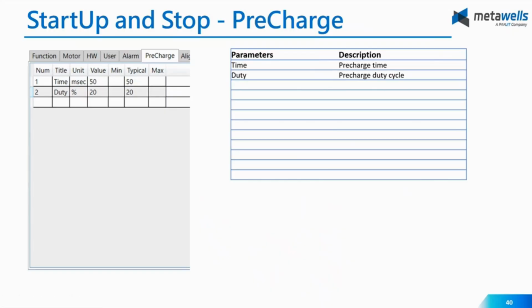We covered the parameters for both startup methods, so let's see where to input them in the GUI. First, the pre-charge state. You can see two parameters in this window: pre-charge time and the pre-charge duty cycle. In this GUI, we also provide some typical suggestions in this tool.